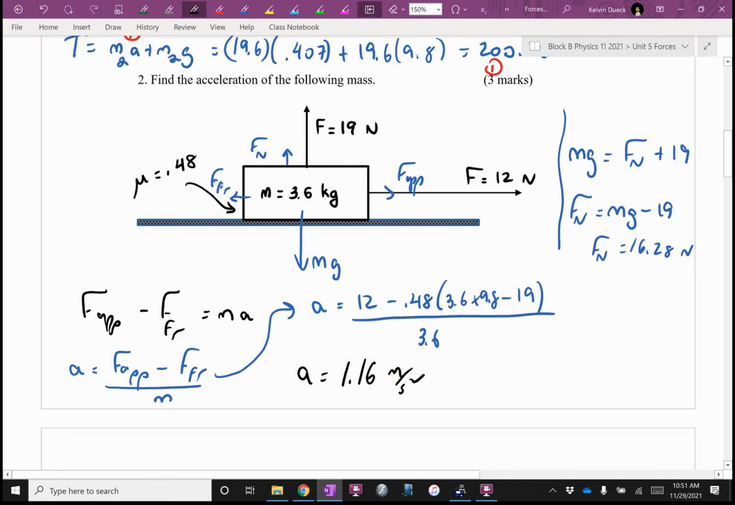What if I had gotten a negative answer? Who'd be winning? Friction, I would redo this. Friction minus F applied equals MA. And that would mean this object was slowing down if it was moving, or if it wasn't moving at all, then it's going to stay at rest until I pull hard enough to overcome friction. For 3 marks, I would probably give you half mark if I saw that, half mark if I saw that, half mark if I saw that, half mark if I saw that, half mark for the numbers, and a half mark for the answer. Something like that.